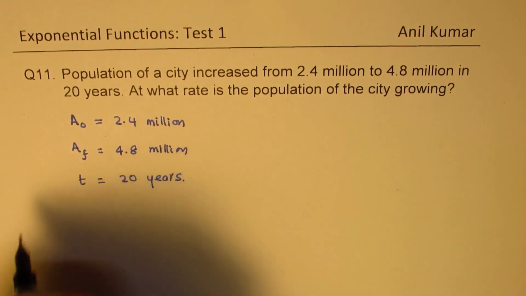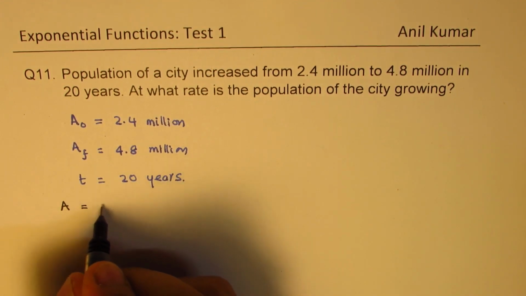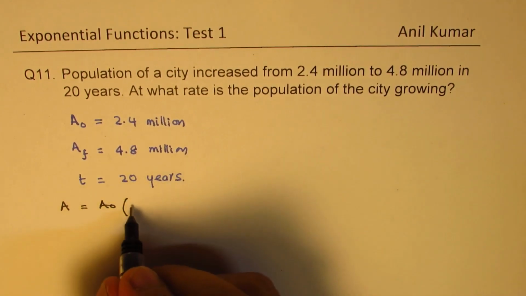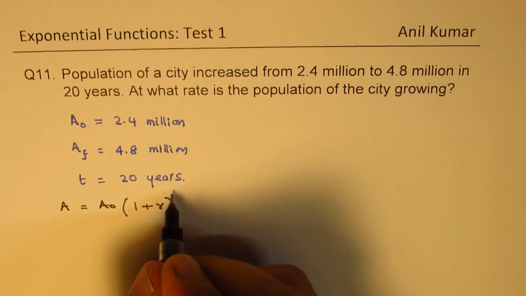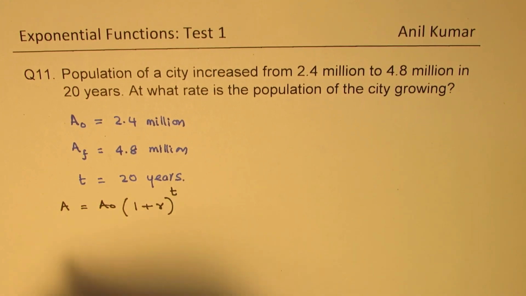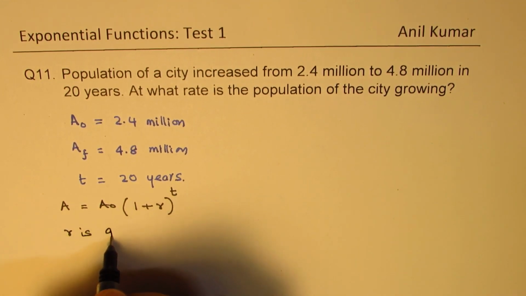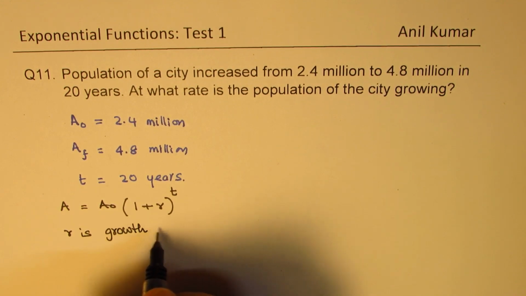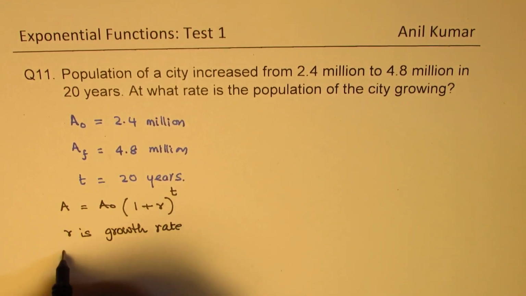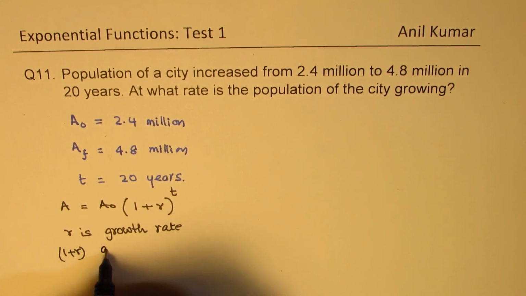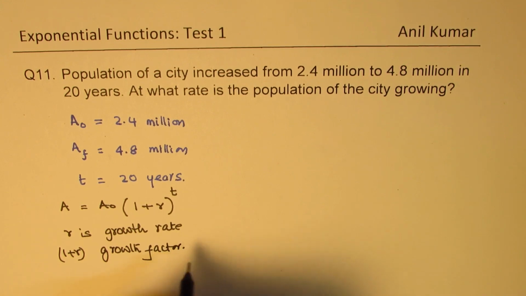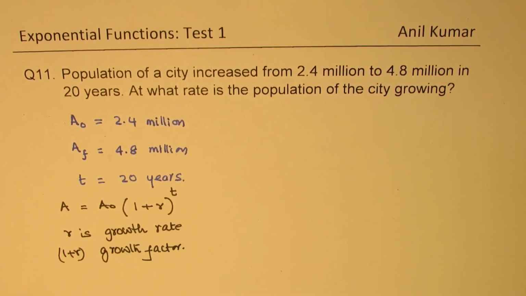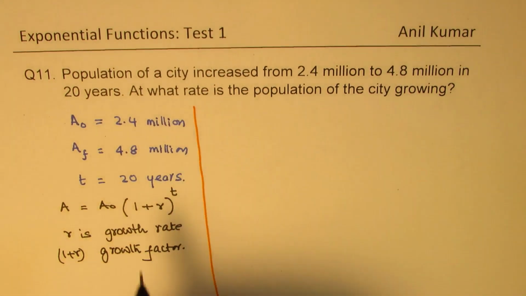So right, that is what we need to figure out. We can always use our formula, which is A equals A0 times, now it is growing, so 1 plus the growth rate R, to the power of T. Is that clear to you, right? Where R is the growth rate. Normally 1 plus R is called the growth factor. In this case, we are interested in the growth rate, right? So we'll just substitute the values given to us and then calculate R. And we could write this R in decimals or in percent, right?